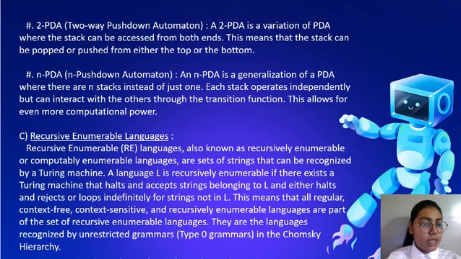The third part is recursively enumerable language. Recursively enumerable languages, also known as computably enumerable languages, are sets of strings that can be recognized by a Turing machine. A language L is recursively enumerable if there exists at least one Turing machine that halts and accepts a string belonging to L, and either halts and rejects or loops indefinitely on a string not in L.